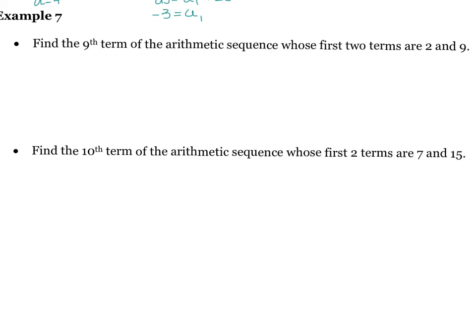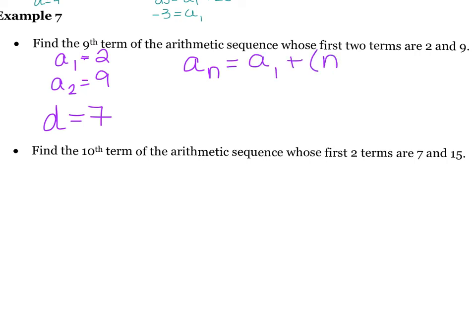I know my first 2 terms are 2 and 9. So a sub 1 equals 2 and a sub 2 equals 9. If I have that, I can figure out that my common difference is 7. So I can say that a sub n is equal to a sub 1 plus n minus 1 times 7. I'm sorry, a sub 1 is 2. So a sub n is equal to 2 plus n minus 1 times 7.